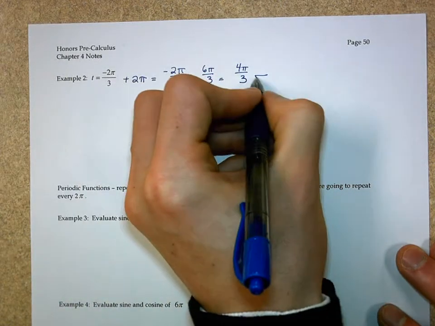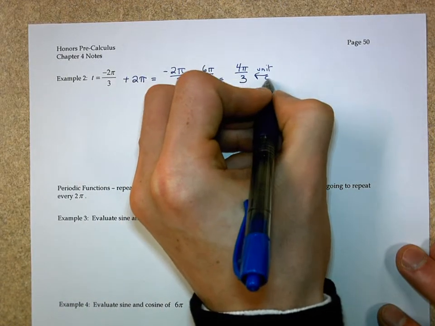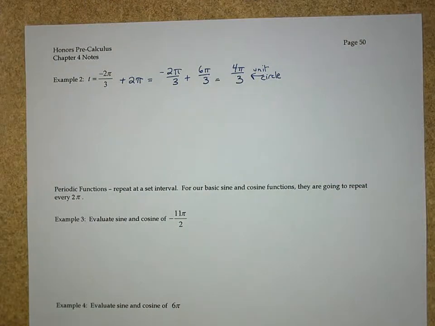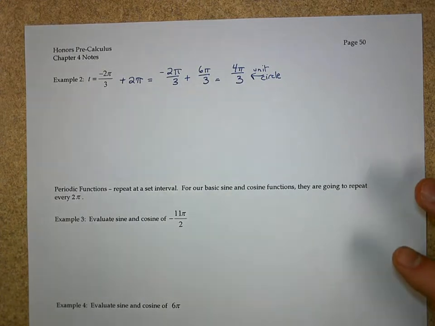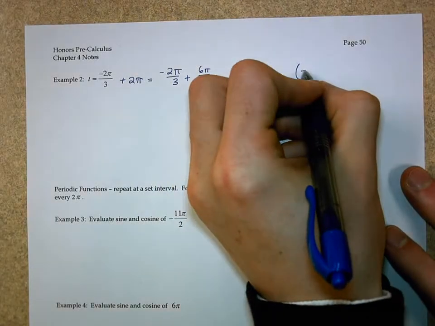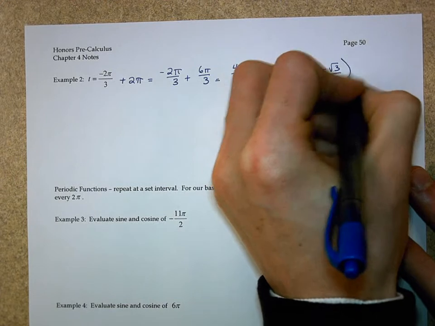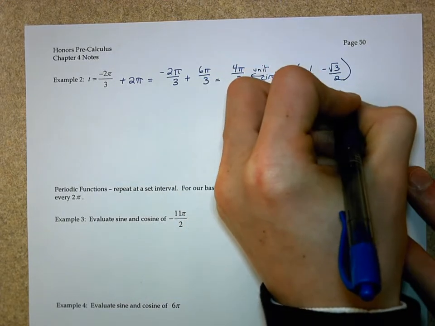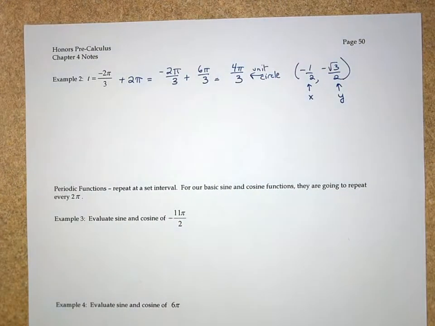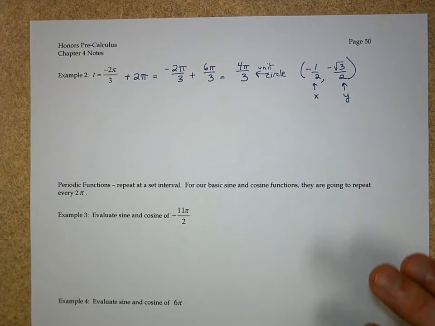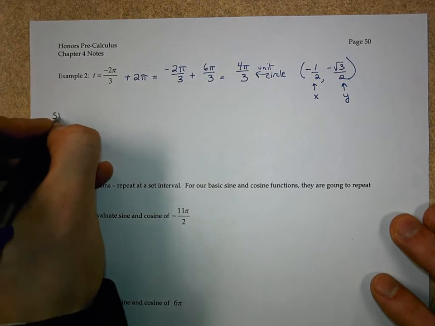is going to give me 4 pi over 3. And this guy is on the unit circle. If I pull out my unit circle, I'm going to see 4 pi over 3 is in the 3rd quadrant. And the ordered pair is the values negative 1/2 and negative square root of 3 over 2. So negative 1/2 is my x value, negative square root of 3 over 2 is my y value. So we'll do the same exercise that we just did in the previous problem.